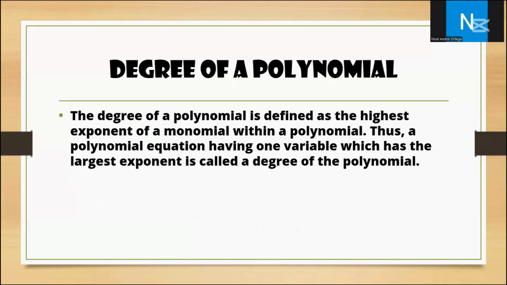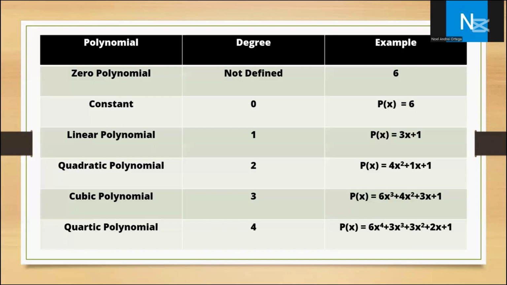The degree of a polynomial is defined as the highest exponent of a monomial within a polynomial. Thus, in a polynomial equation having one variable, the largest exponent is called the degree of the polynomial. Here, we have our polynomials and their degrees. A zero polynomial's degree is not defined. A constant polynomial's degree is zero since there is no variable, just a whole number.